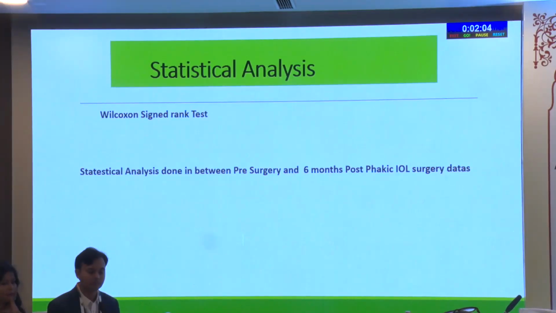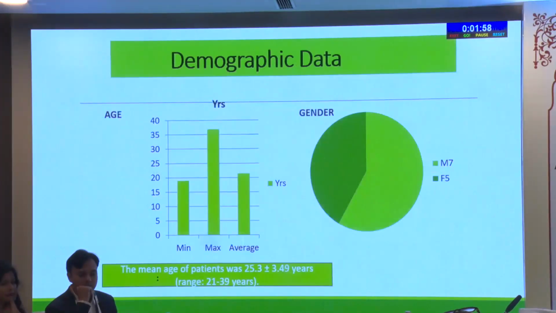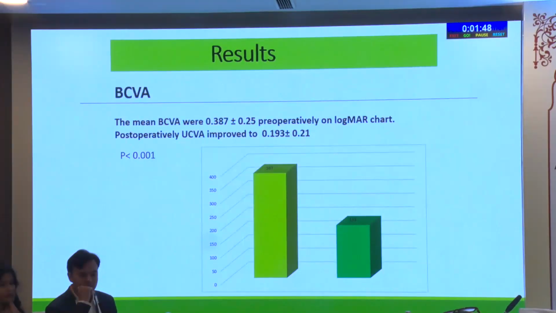The Wilcoxon signed rank test was used for statistical analysis between the pre-operative value and the 6-month post-operative value. The mean age of the patients was 21 years. Of 14 patients, 7 were male and 5 were female. The post-operative UCVA showed significant statistical improvement when compared with the pre-operative BCVA value.